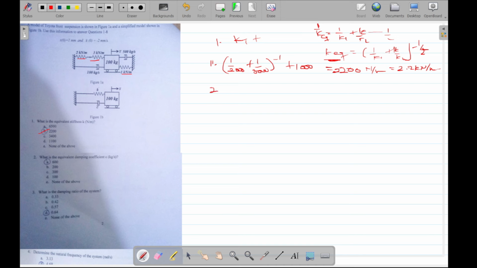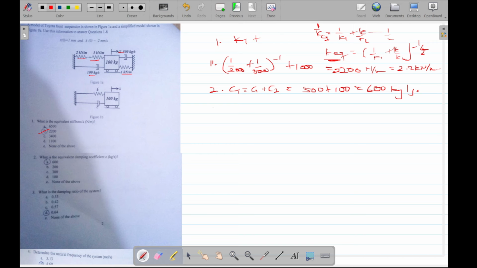Okay, question 2, you are supposed to find the equivalent damping coefficient. Now dampers and springs are resolved just the same way. So here we have this damper and this damper in parallel. So we are going to have C total equal to C1 plus C2, and that will be 500 plus 100, and that is 600 kilogram per second.